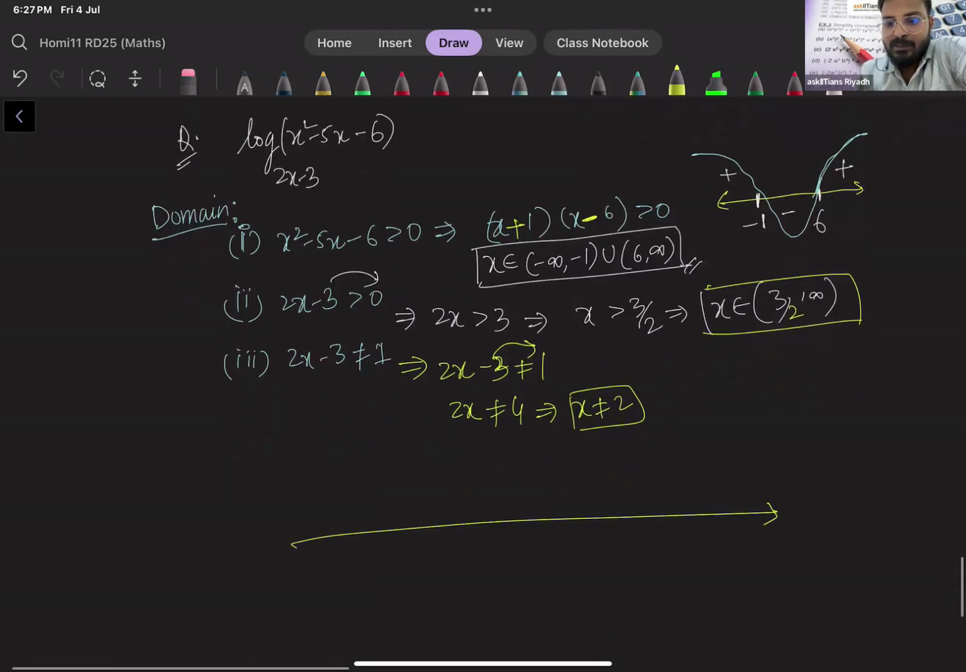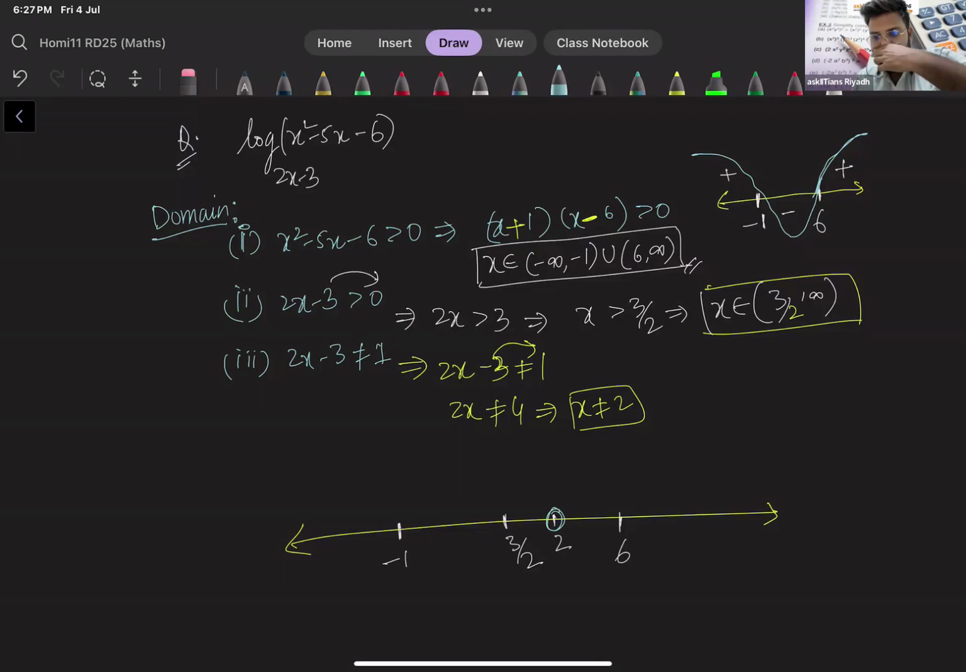So make a number line, guys, and write down all the critical points in ascending order. Critical points in first one is -1 and 6. So -1 is somewhere here, 6 is somewhere here. In second one, 3 by 2. 3 by 2 is positive, so it is somewhere here, 3 by 2. And 2. 2 is greater than 3 by 2, so 2 will be somewhere here. Now there should be open circle on 2. 2 is not included.